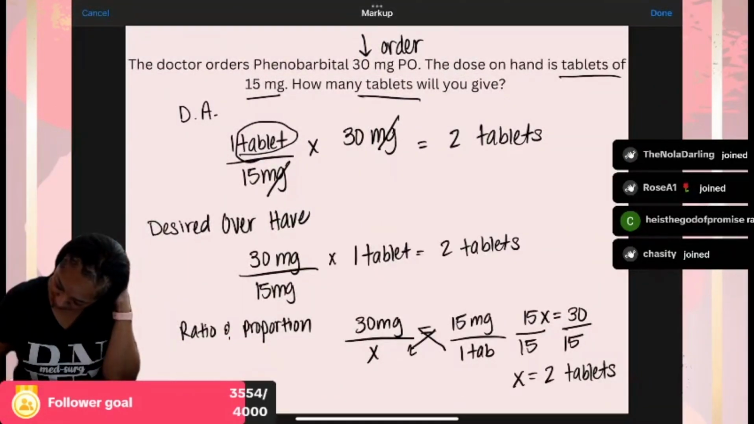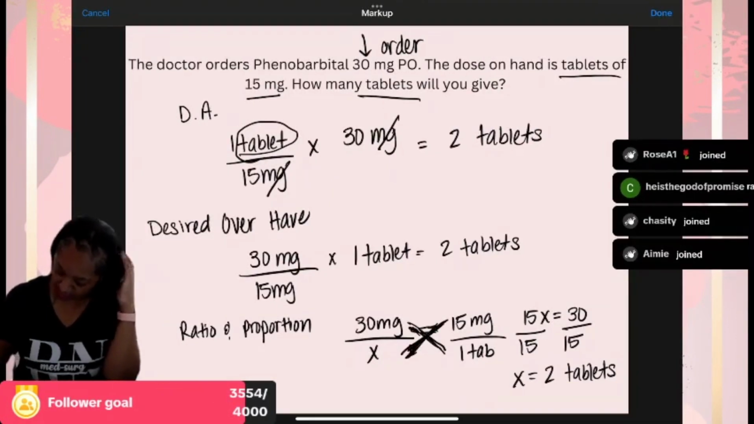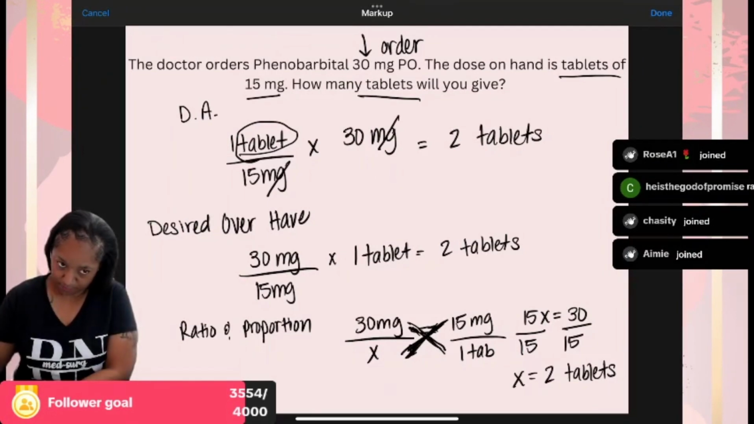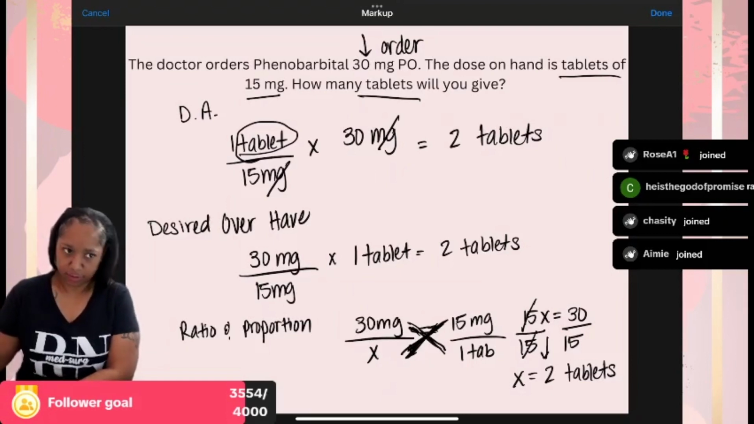So you cross multiply, and you get this 15x equals 30. Then on each side you cross out 15 on that one, so that's when you get x. And then you divide 30 by 15 and get 2.